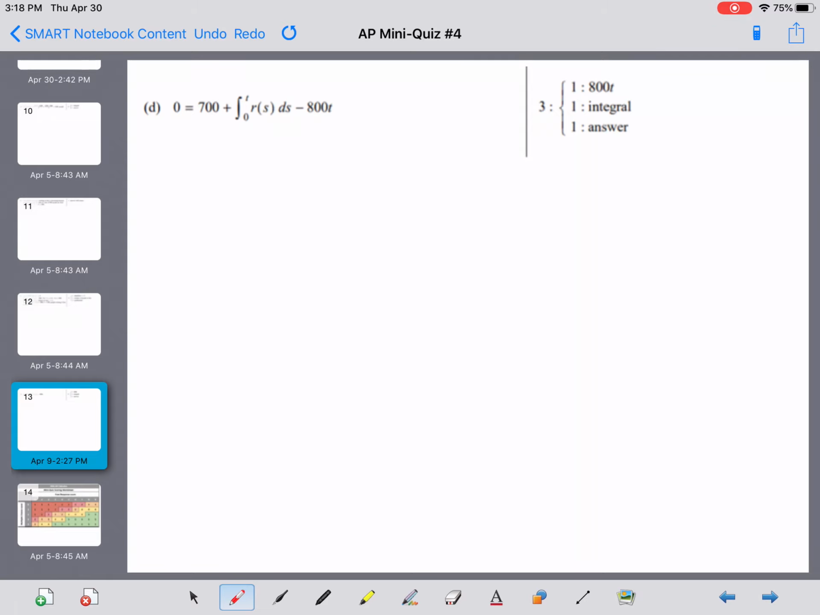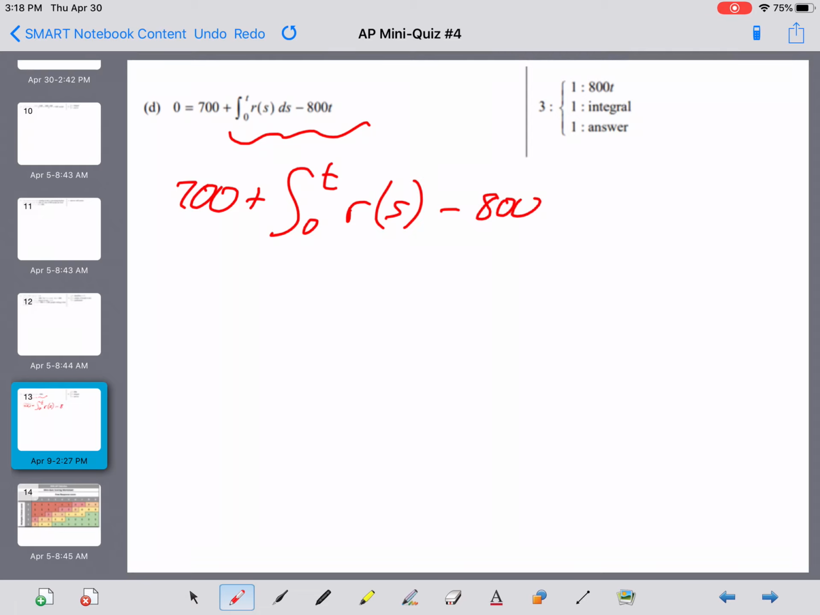And we're in pretty good shape. What a couple of you guys did that I wanted to mention is made this as a 700 plus an integral from 0 to t. And some of you guys, and I kind of like this, did the input function, r of s, and then minus the output function, which was 800 people per hour, and you included that 800 within your integral. That's absolutely fine, because when you integrate that minus 800, that just gets you the minus 800t. So either way you wanted to do that worked out perfectly fine.